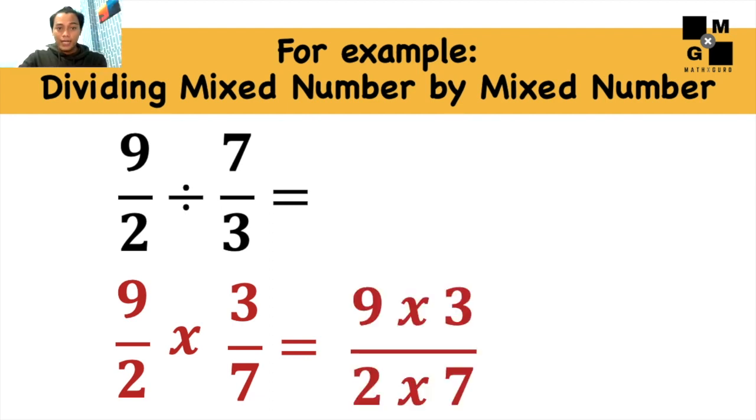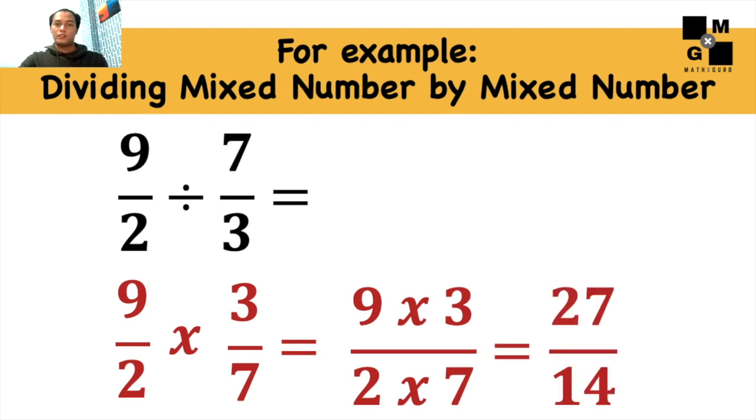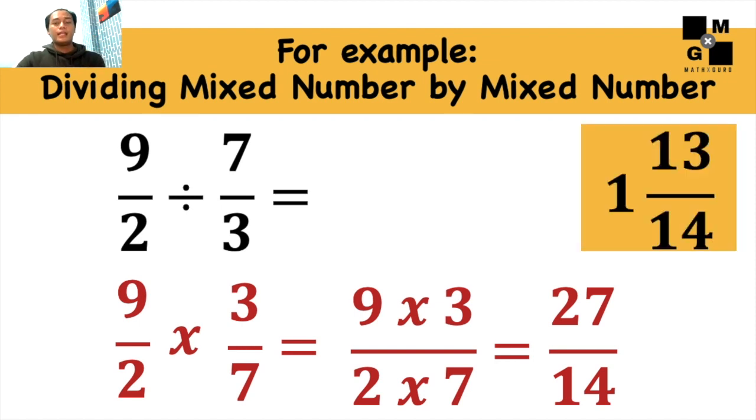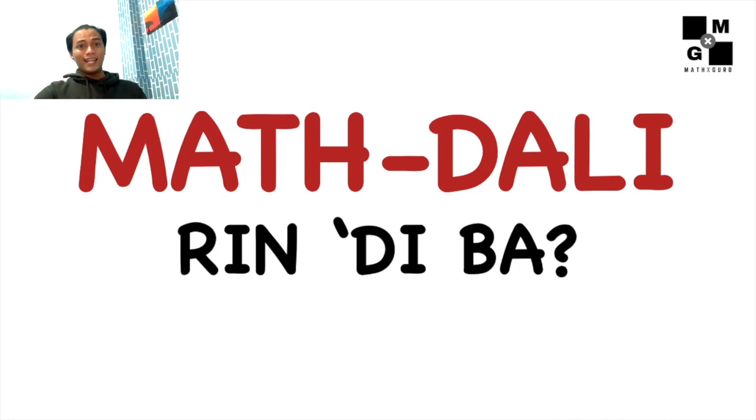So 9 times 3 in the numerator, and then 2 times 7 in the denominator. Our numerator will be 9 times 3, it will give us 27, and then 2 times 7, it will give us 14. So our answer will be 27/14, or it can be written as a mixed number that is 1 and 13/14. Okay, madali rin, di ba?